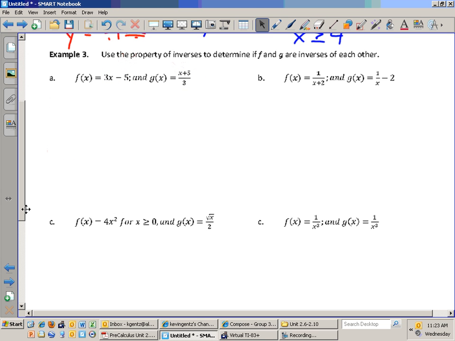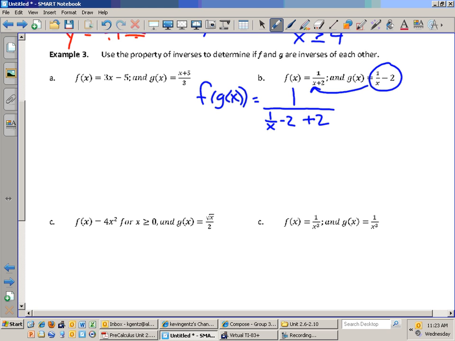Again, I need to test to see if they are inverses. So I'm going to do f of g of x first. So I'm going to take this g of x. I'm going to plug it in right there. What would that look like? That looks kind of funny. What do you think? One over x minus 2 plus 2, right? So I took this 1 over x minus 2 and just plugged that in for x, so that's right here. And I have the plus 2 on the end.